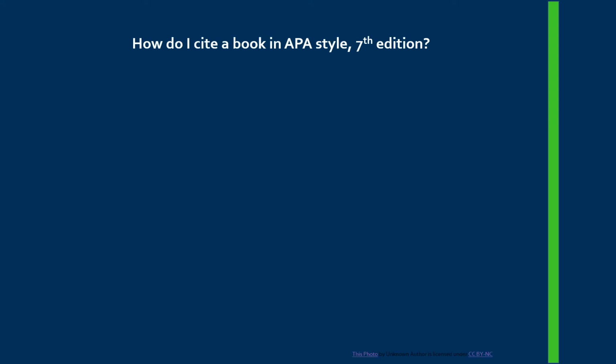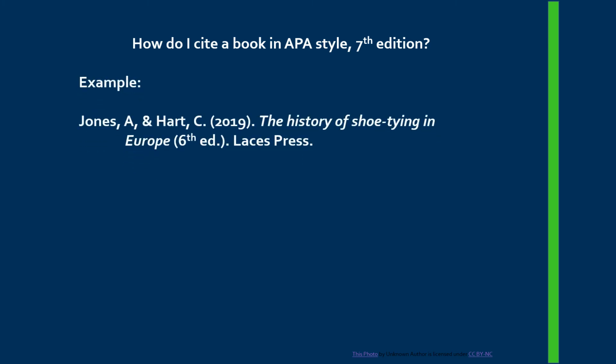So, let's look at an example. Here we have our authors in the author position. Notice we have their last names and initials, and we have an ampersand before the final author. Also notice the capitalization for our book title, which appears in italics.